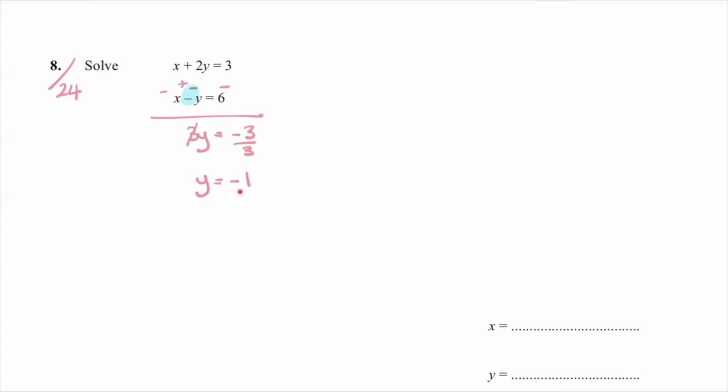Now we're going to substitute this value into one of these equations. It really doesn't matter which one you choose. I'm going to choose the bottom one. So we've got x minus y equaling 6. I've got x minus -1. Y is -1. These two negatives are going to create a positive. X will need to be 5 in order for that to be true. And you would just pop those results on your dotted line.